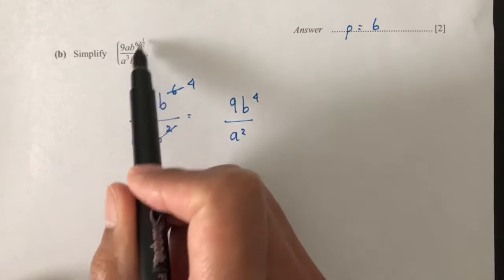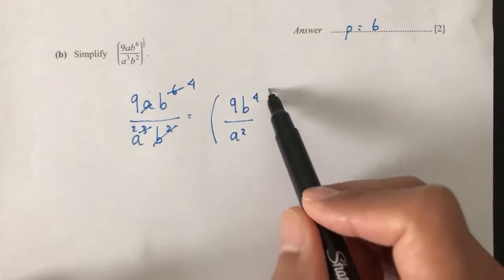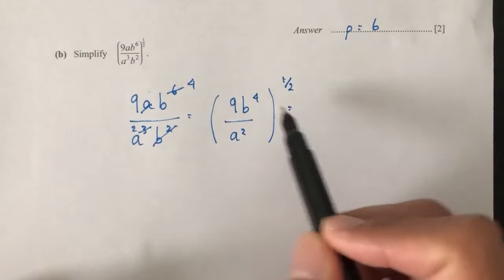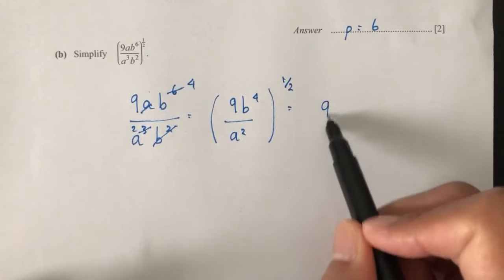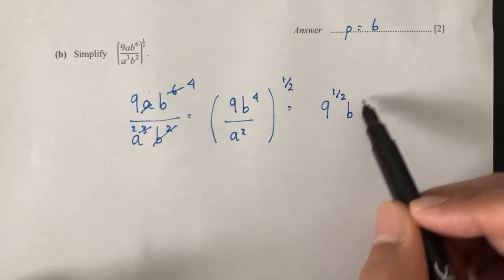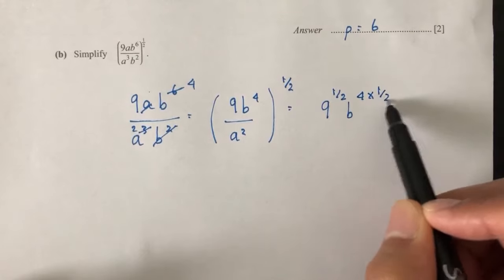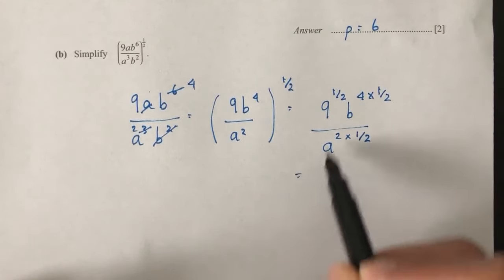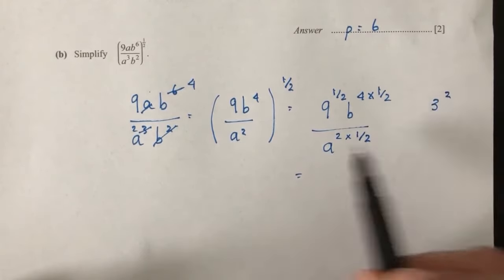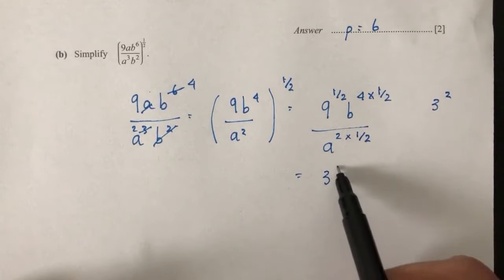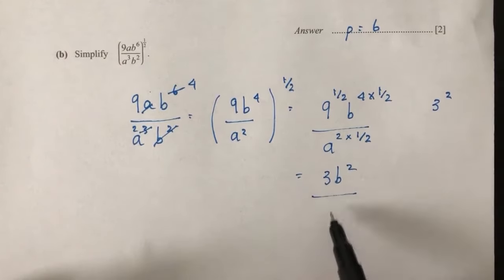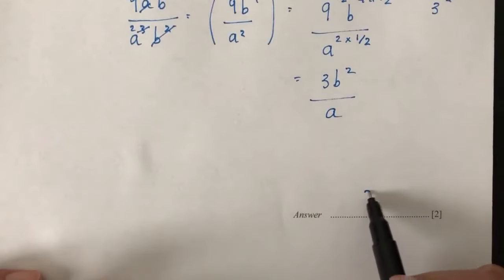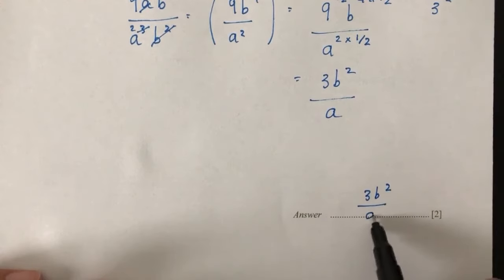So now we have a power of half outside. Let's bring this inside. We will have 9 to the half, b to the power 4 times half, and then a to the power 2 times half. So simplify. 9 is 3 squared, so it becomes 3. This becomes b squared, divided by a. So your answer will be 3b squared over a.